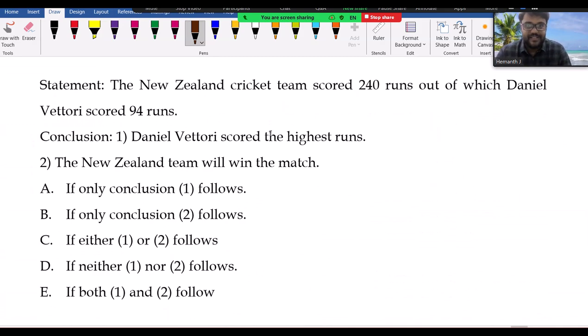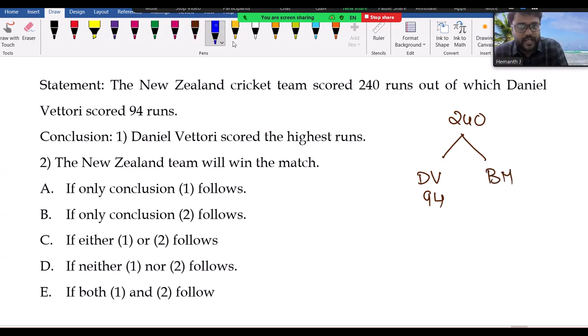Again related to cricket. Statement and conclusion. Understand how we are opting for those options, how we are selecting the respective option. Right. The New Zealand cricket team scored 240 runs, out of which Daniel Vettori scored 94 runs. Is that the highest score? May not be. Some other person, let us say Brendon McCullum, may have scored 120. So I cannot say that Vettori was the highest.